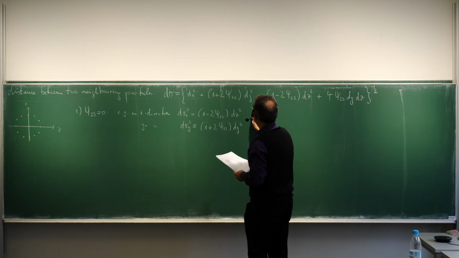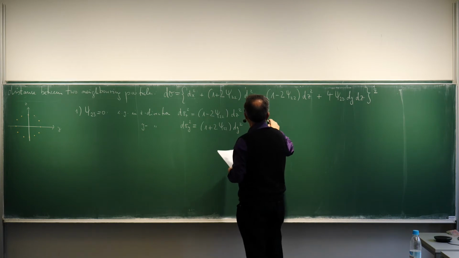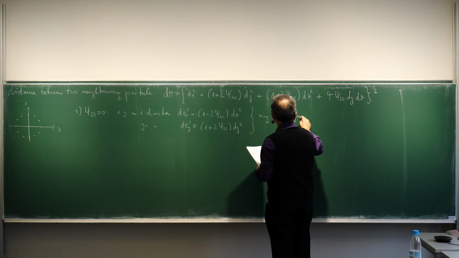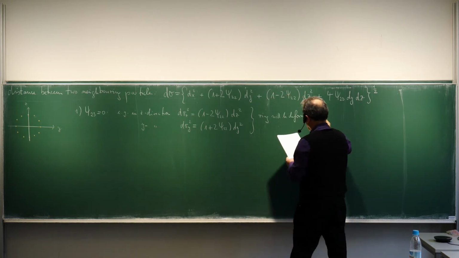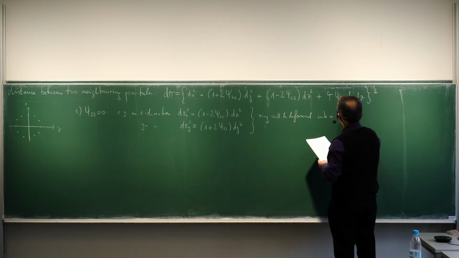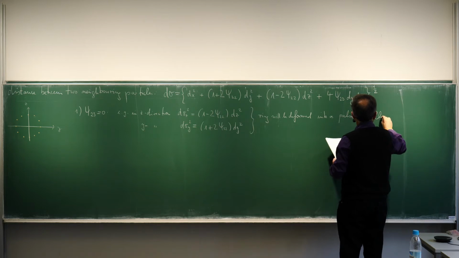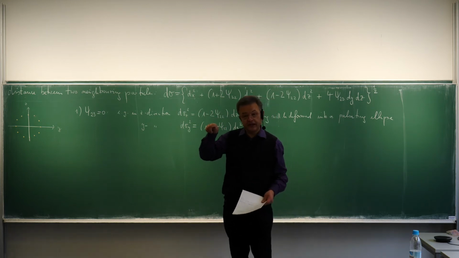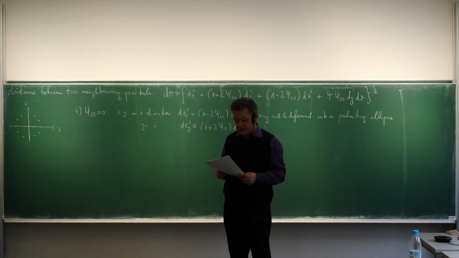So the ring will be deformed into a pulsating ellipse, now with the major axis pointing alternatively in the z and in the y direction.